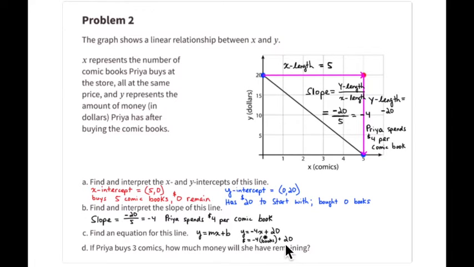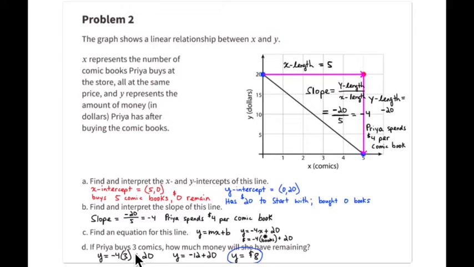You have to add the amount of money she starts with. You have to add that $20 because that's what she starts with. And then she's going to take money away from that $20 for each comic book she purchases. So if she buys 3 comic books, for example, she's going to spend $12 because negative 4 times 3 is negative 12. And then she has to add that to the $20 that she starts with. Well, 20 plus negative 12 means that she's left with $8.